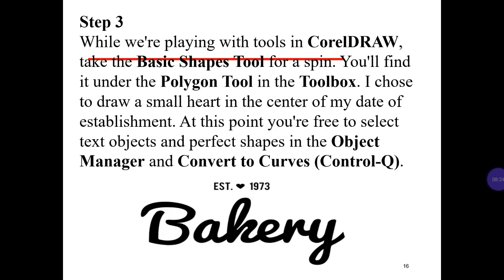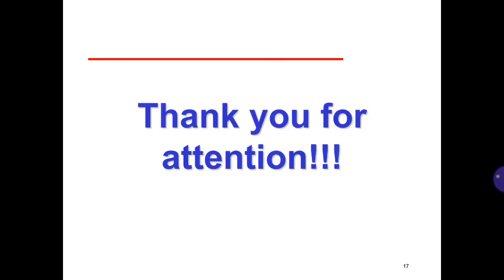Step 3. While we're playing with tools in CorelDRAW, take the Basic Shapes tool for a spin. You'll find it under the Polygon tool in the toolbox. I choose to draw a small heart in the center of my date of establishment. At this point, you are free to select text objects and perfect shapes in the Object Manager and convert to curves. Thank you for your attention.